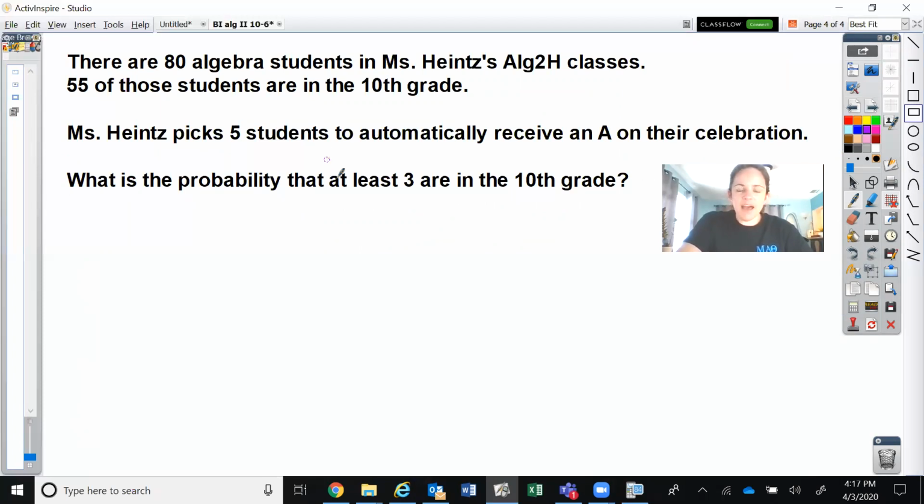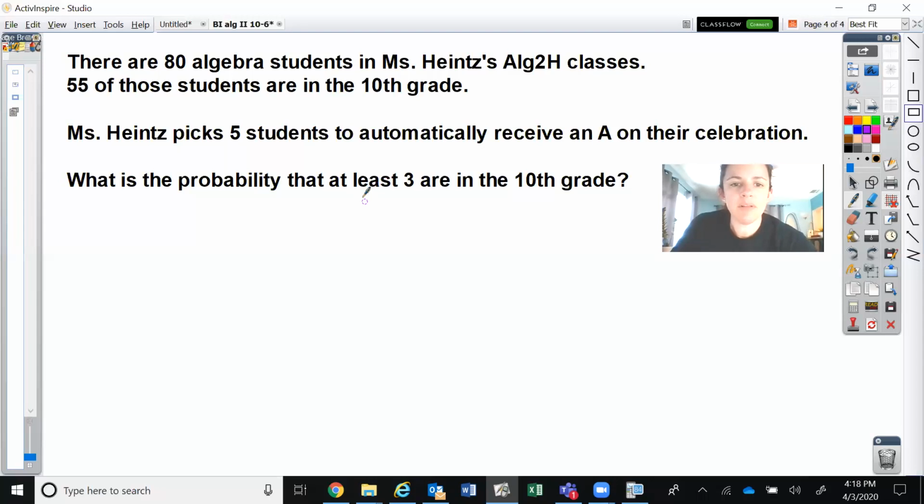So if I pick 5 students to automatically receive an A on their next celebration, then what's the probability that at least 3 are 10th graders? So that means I could have all 5 10th graders, or 4 or 3 10th graders. And I'm going to need to find those probabilities and then add them up.